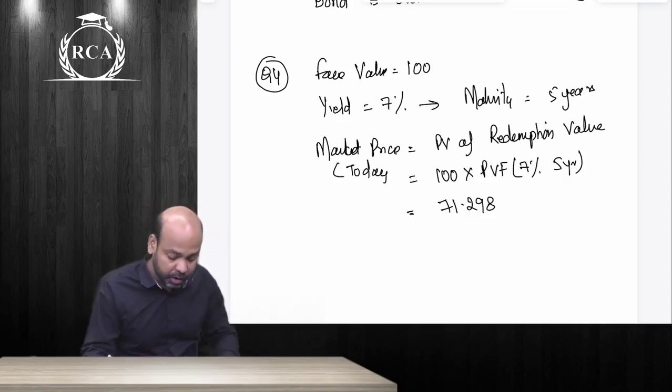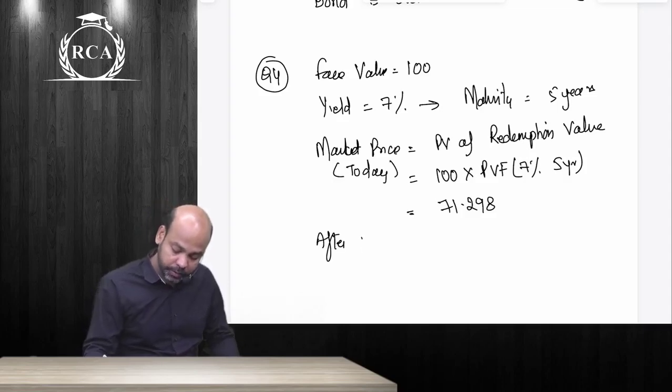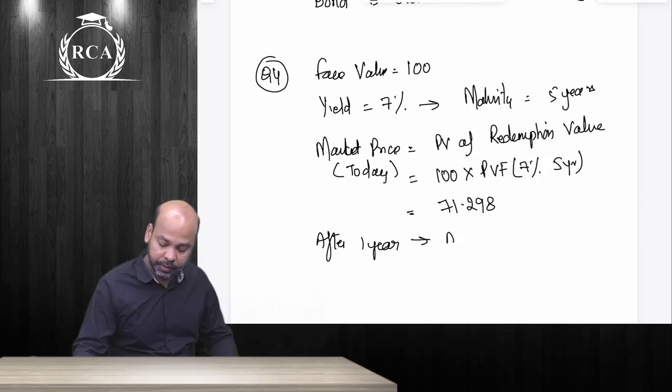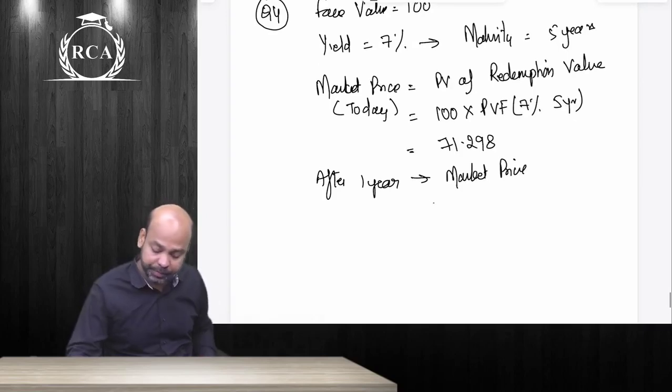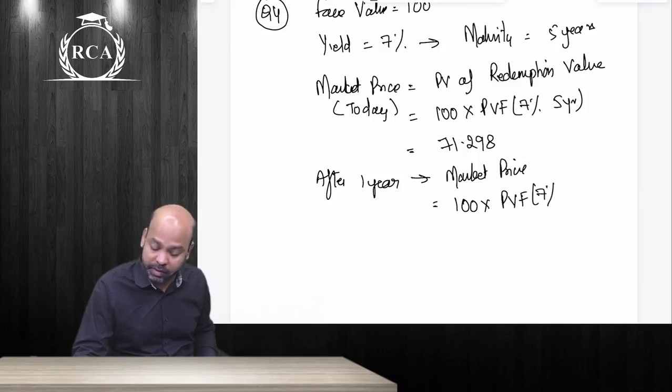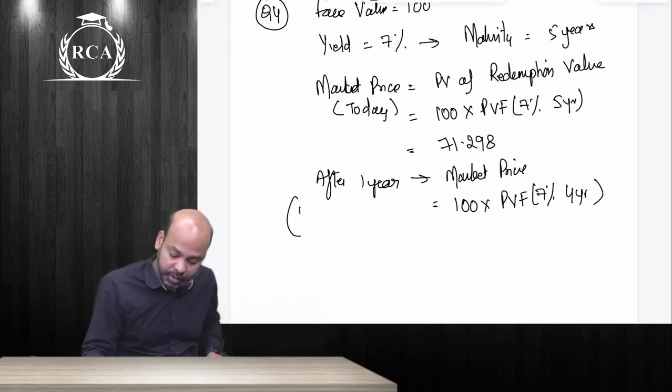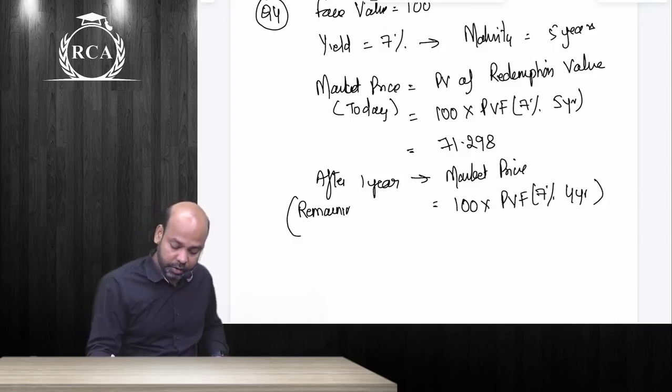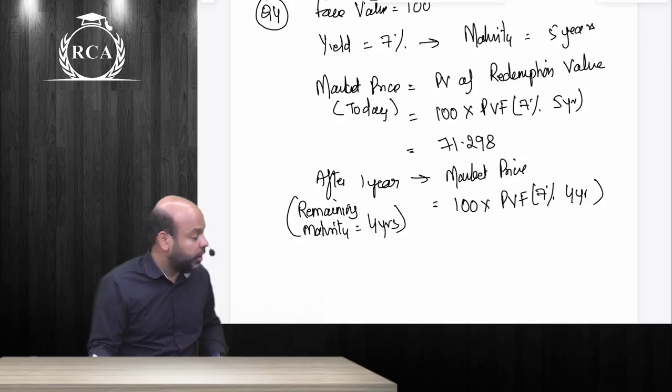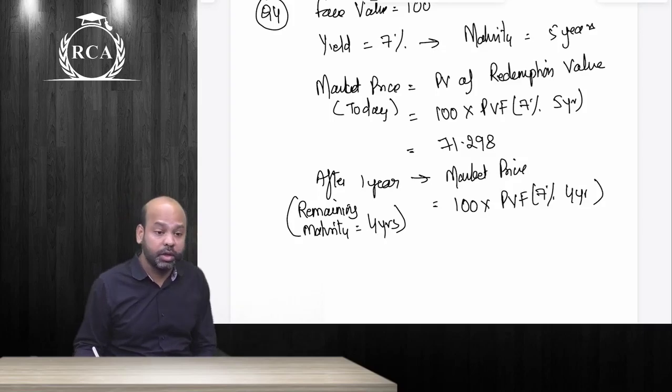What do you think will happen after a year? After 1 year, market price is equal to, you will have to discount cash flow for how many years? 4 years. 100 rupees into the present value factor at 7% for the 4th year. Why 4 years? Remaining maturity will be 4 years. That is why you will have to discount cash flows for the 4th year. 100 rupees you're going to realize after 4 more years. What is this? 76.29.